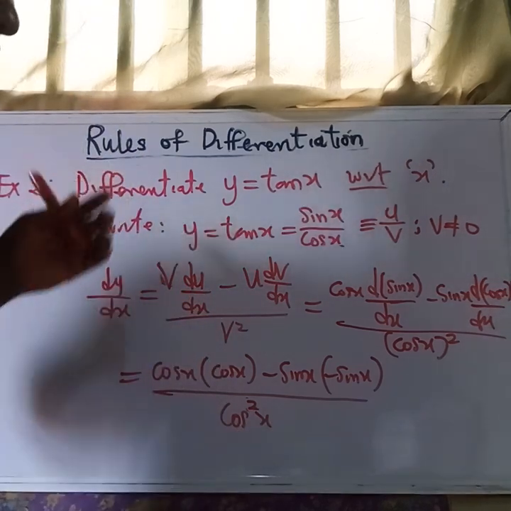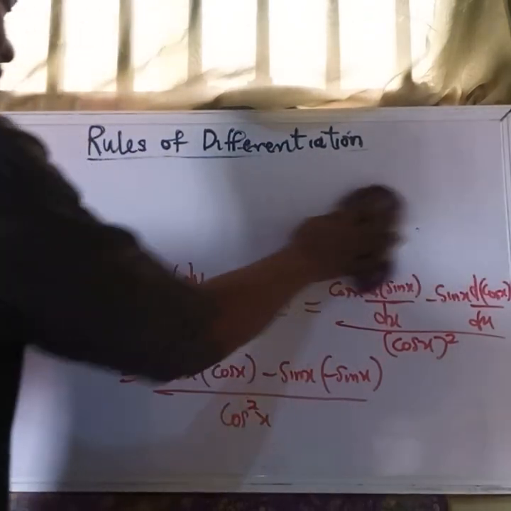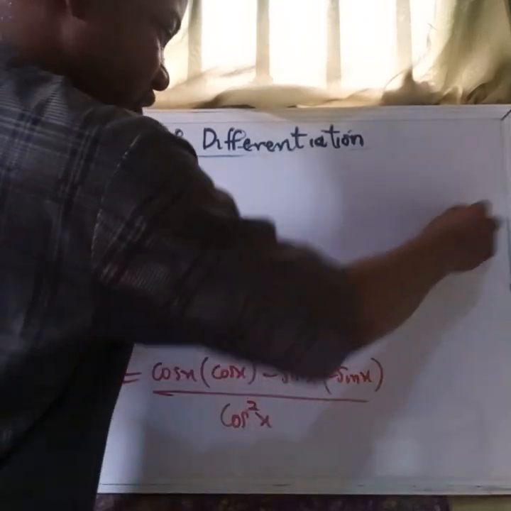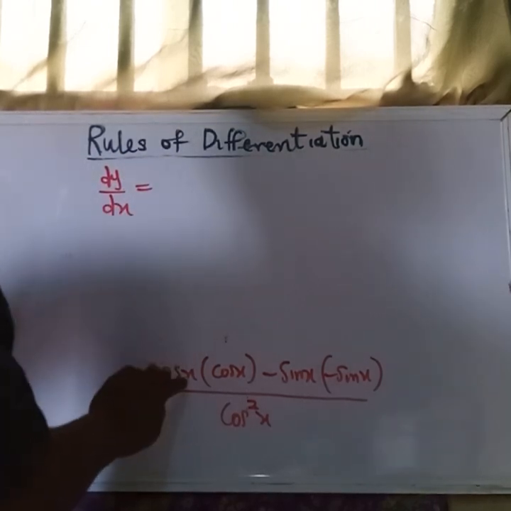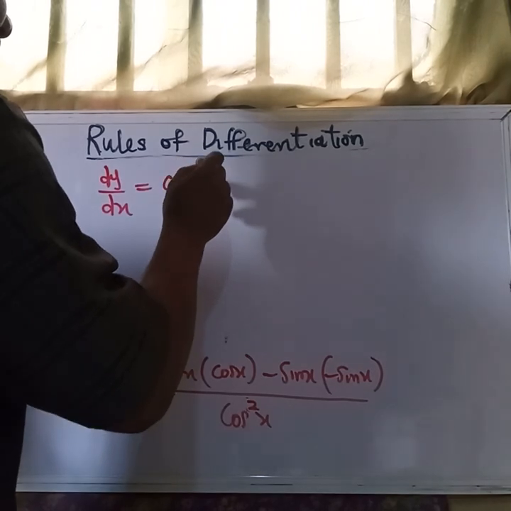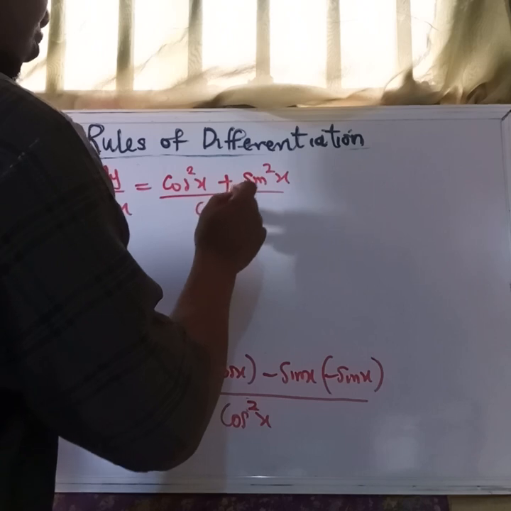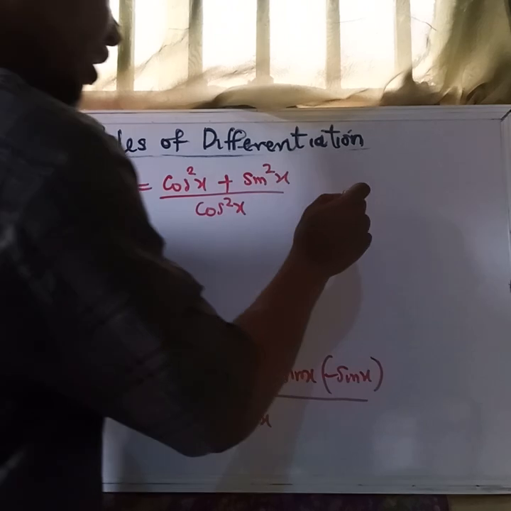So let's bring it up so that we can do a very neat job here. We can remove all this since we have taken note of all this. So dy dx is now equal to, if you multiply, this becomes cos square x. So this negative becomes positive. Sine multiplied by sine will be sine square x. So everything here is over cos square x.